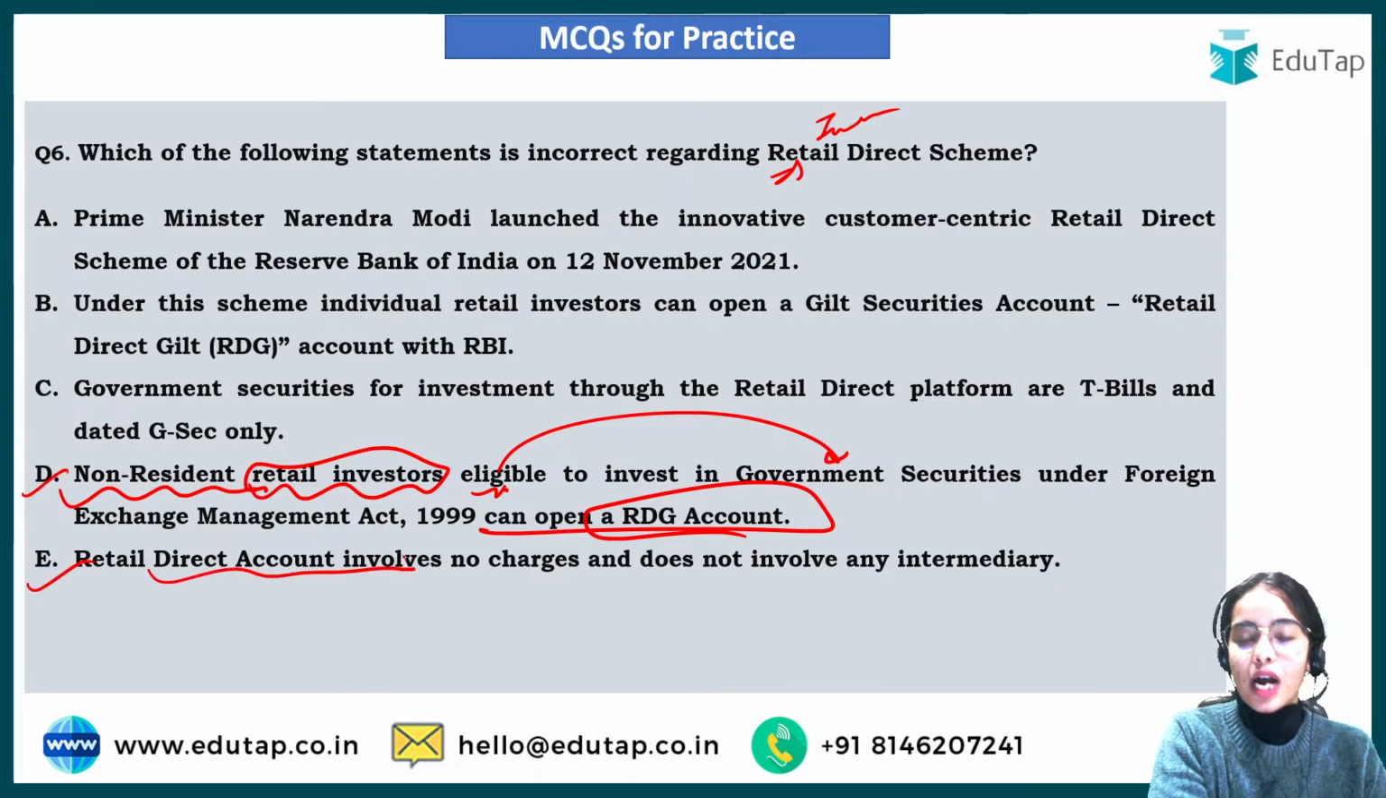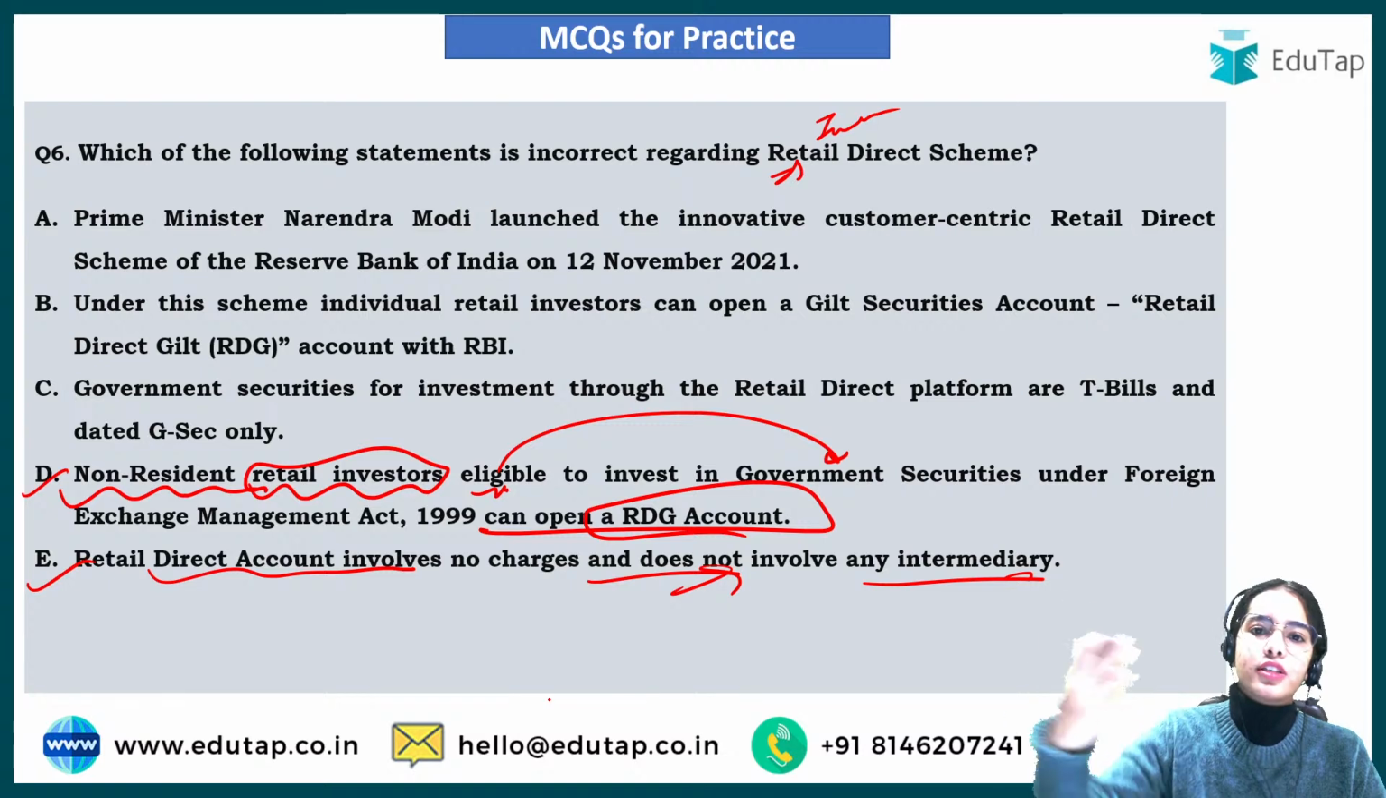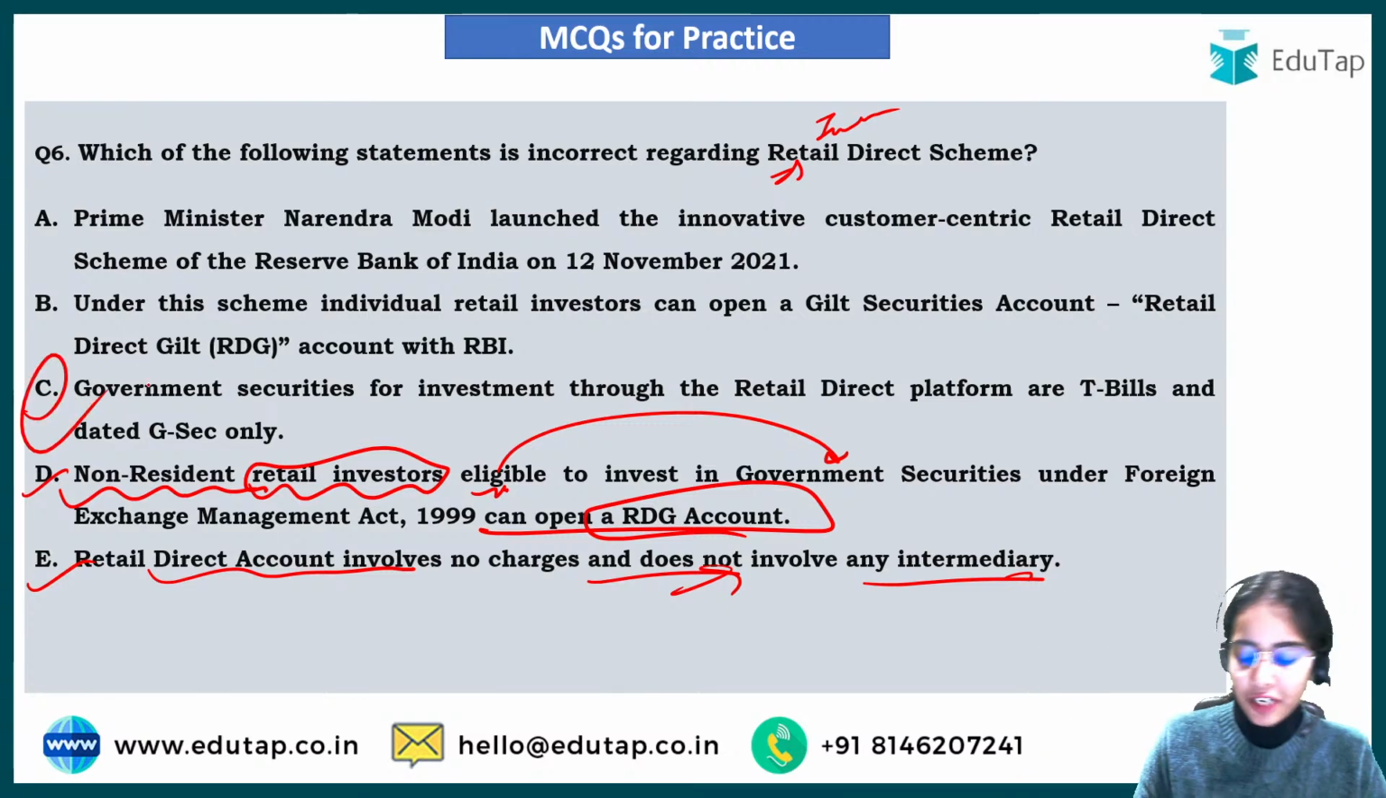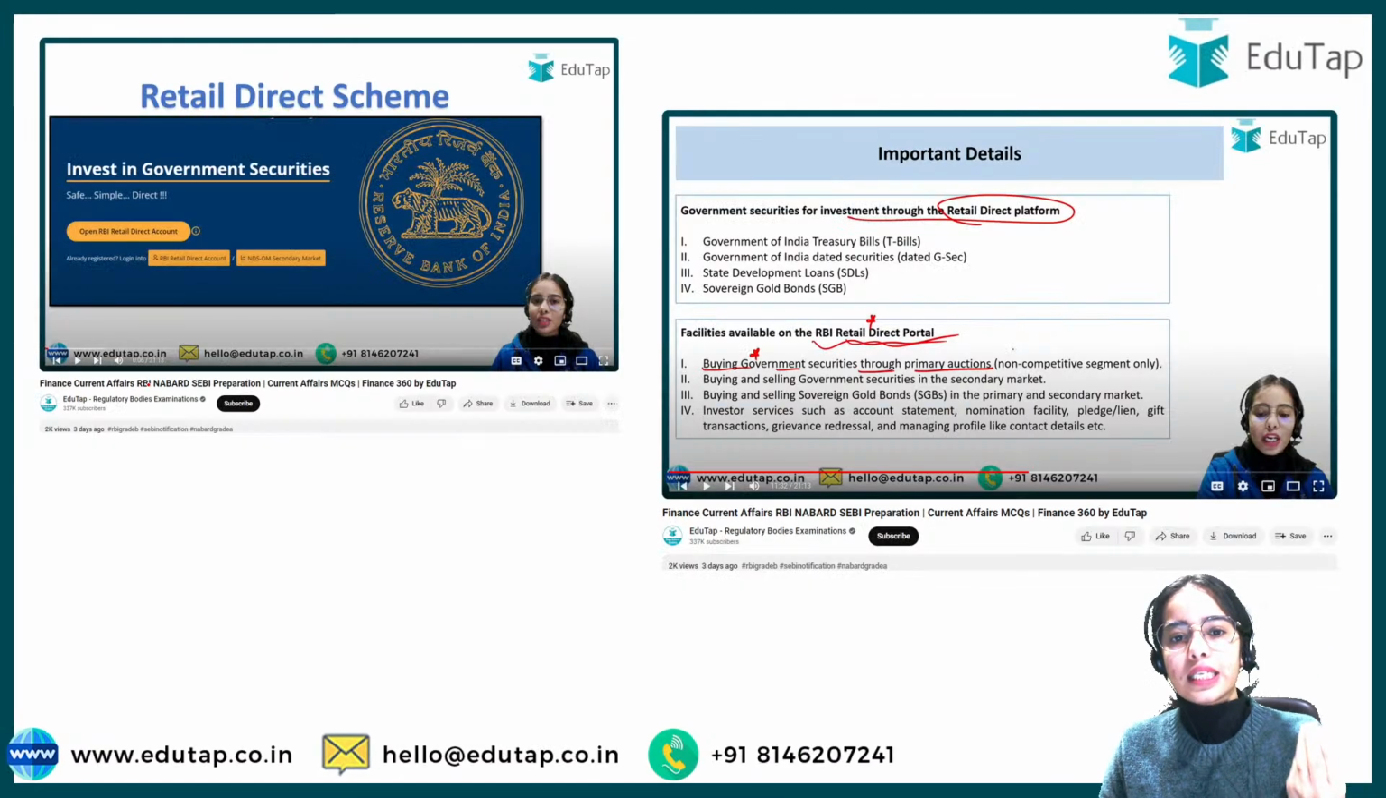Retail direct account involves no charge from the Reserve Bank of India, and it does not involve any intermediary. It is directly with the Reserve Bank of India. So only the C statement was incorrect, and that's why C is the right answer here.